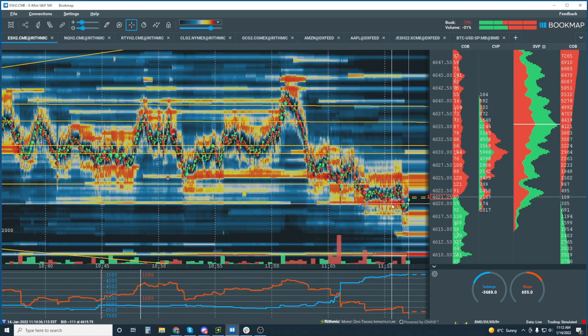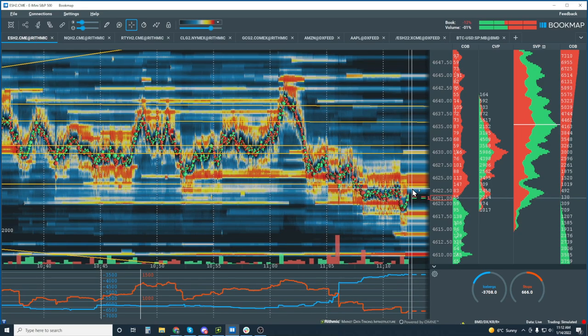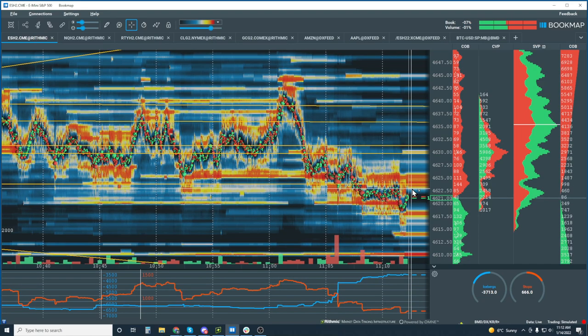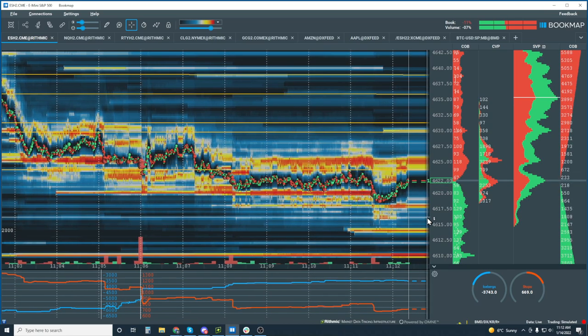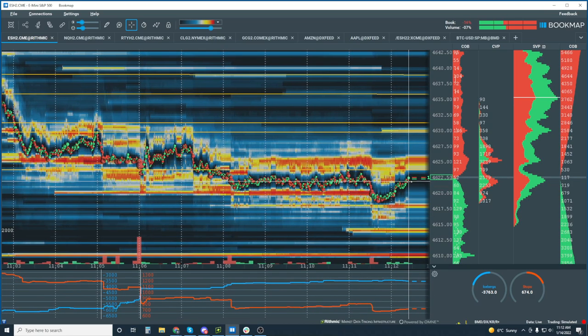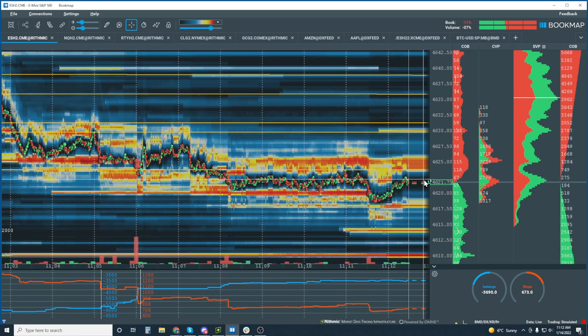Okay, so we just filled this liquidity. Now we're looking for a move back in. Let's see if we can get our buyers here. Okay, we're back in the range. Now we need to see buyers up here. A lot at 22.5. Order book's not telling us much right now. We're not seeing the buyers. We're drifting up there, but we're not seeing the buyers.